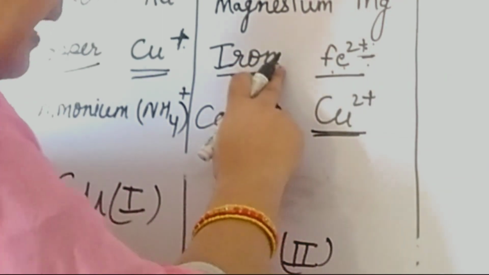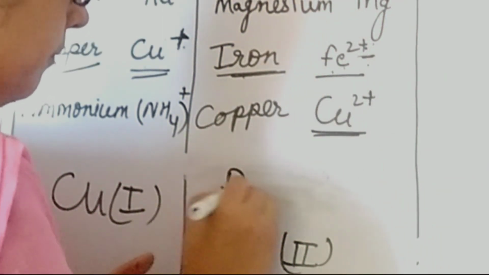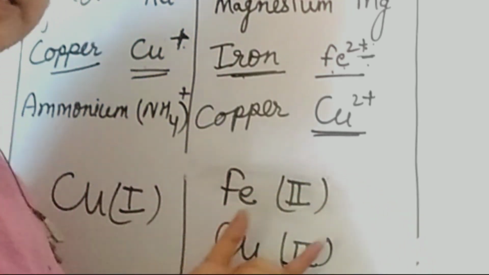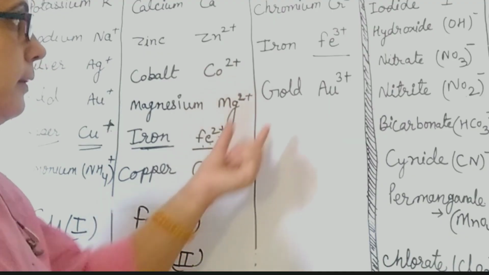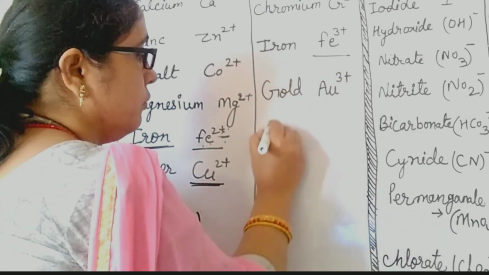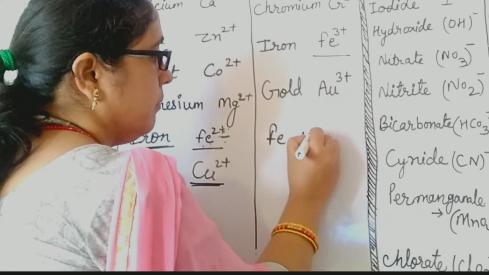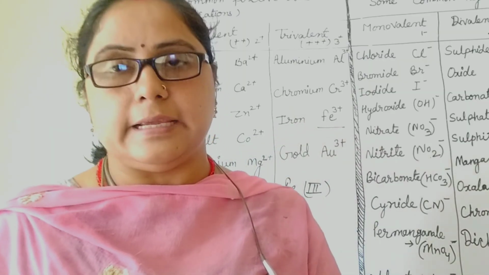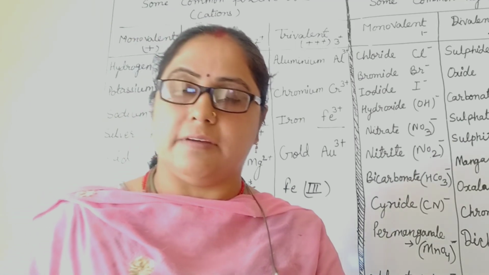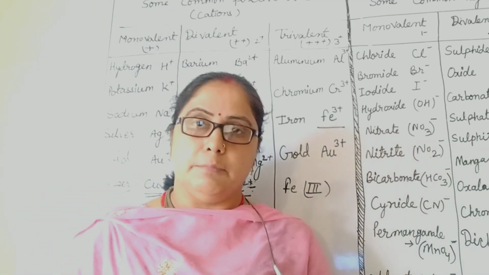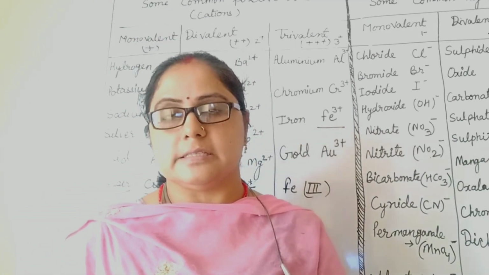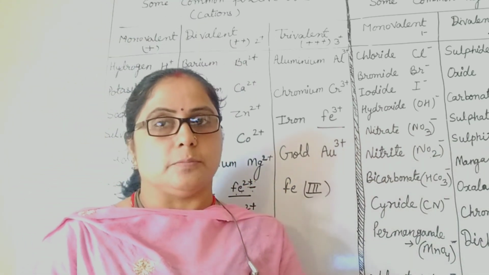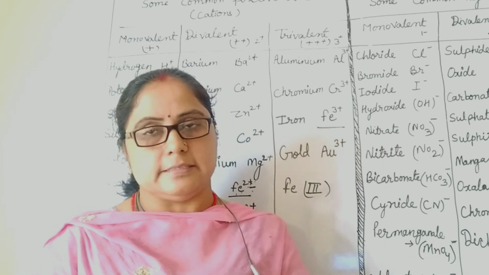Similarly, iron we can represent as Fe(II). This 2 represents that the valency of iron is 2. Here the valency of iron is 3, so we can denote the iron as Fe(III). I hope you understand the valency and the charge, mono, di or trivalent cations and anions. And remember these. Next we will discuss how we can make the chemical formula of different compounds by using these anions or cations. Thank you.